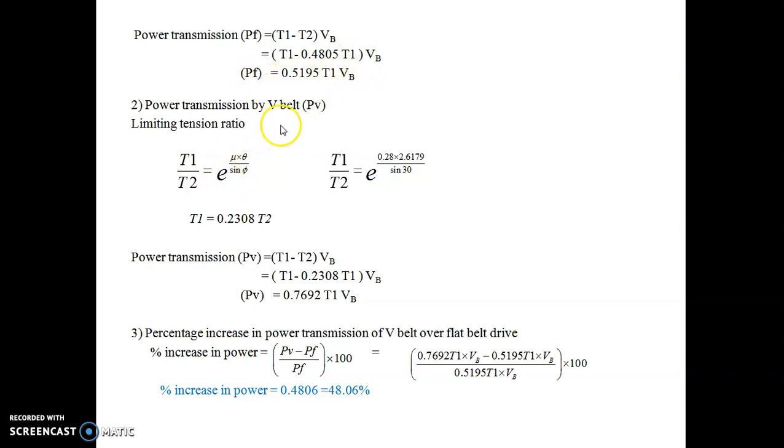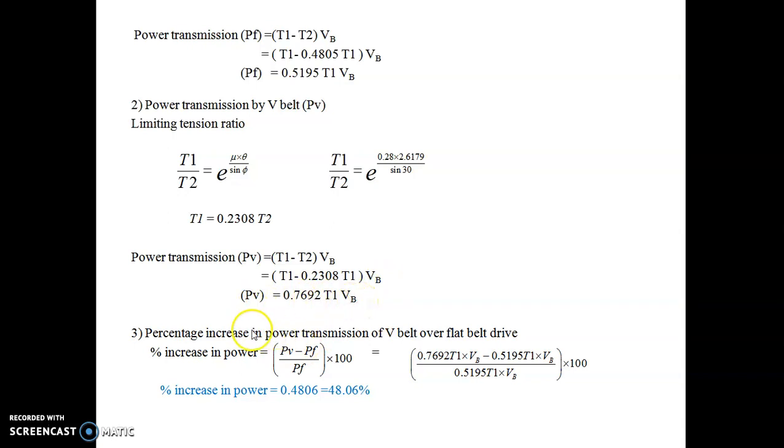Similarly, power transmission by V belt. For V belt, limiting tension ratio is T1 upon T2 is equal to e raised to mu theta upon sin phi. So T1 upon T2 is equal to e raised to 0.28 into 2.6179 upon sin 30, that is 60 divided by 2. So we'll get T2 is equal to 0.2308 T1. Power transmitted by V belt is equal to T1 minus T2 into velocity. So T1 minus T2 is 0.7692 T1, velocity of belt Vb. So PV is equal to 0.7692 T1 into Vb.